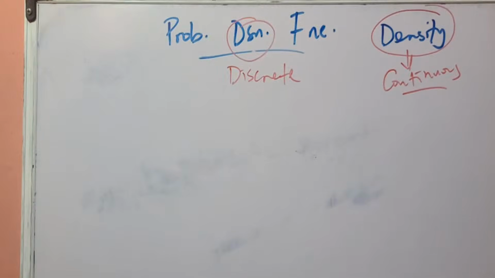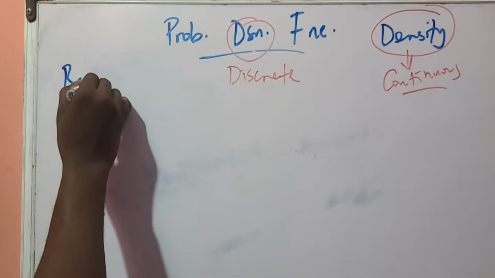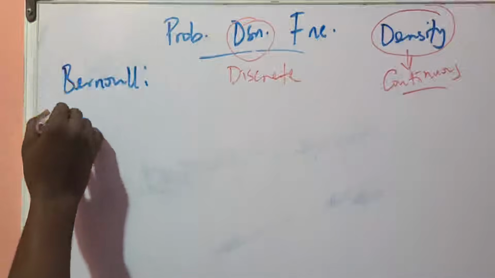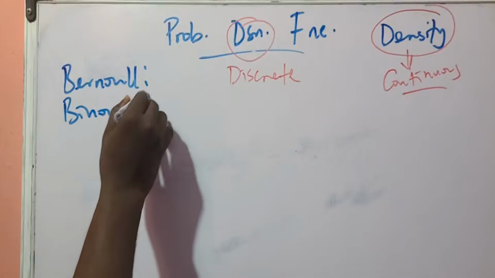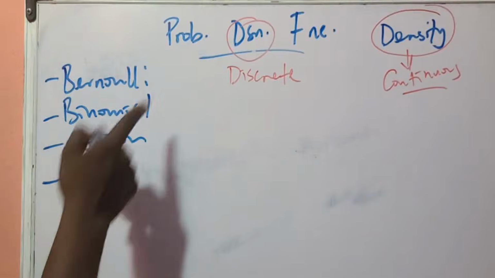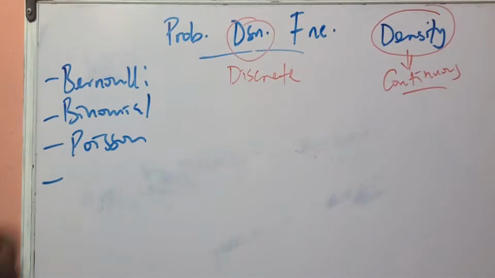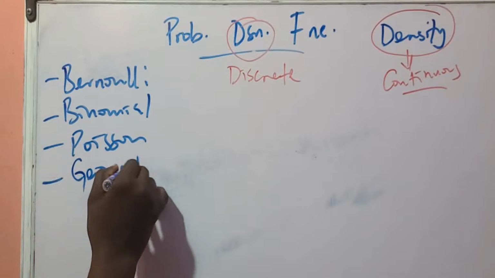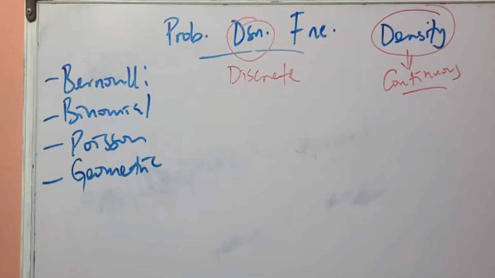So under the probability distribution function, we'll be looking at four different distributions. The first will be the Bernoulli. The second will be the binomial. The next will be Poisson. And the last in this coverage will be geometric. We have other ones, obviously, but this is the one we'll be settling for in these classes for now.